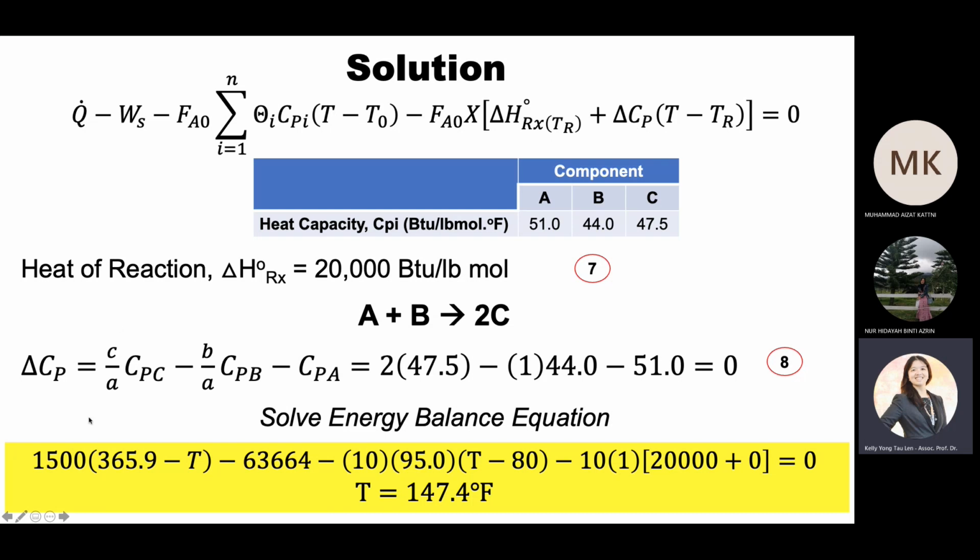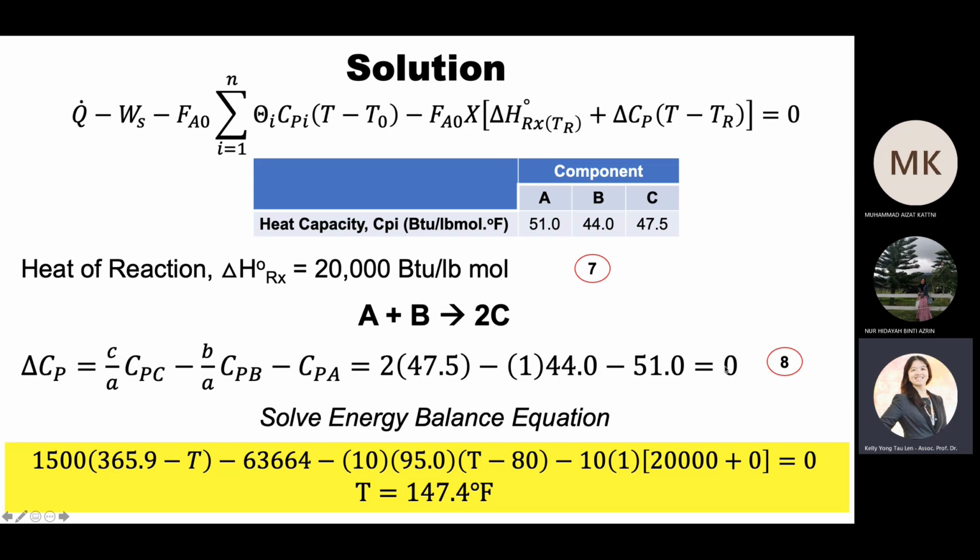Okay, so delta CP as I told you, kamu just ingat kalau ada delta tu mesti ada tambah, mesti ada tolak. So plus for product, negative for reactant. So C per A multiply with heat capacity of C minus B per A, heat capacity of B minus heat capacity of A. So C per A 2, multiply with 47.5, tengok daripada table, minus B per A 1, multiply with 44, minus CPA 51, you get 0. So happen dalam soalan ni delta CP kita kosong.